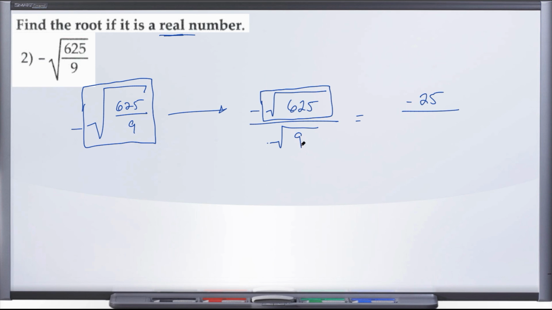And now over, what is the square root of 9? Again, what number squared gives us 9? Well, 3, right? And so our final answer is negative 25 over 3.